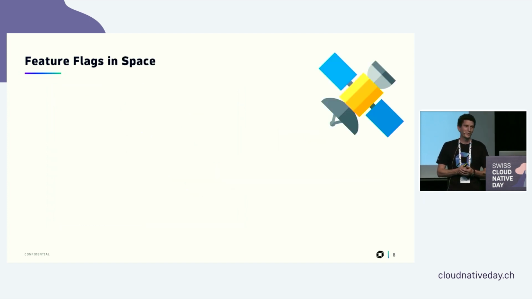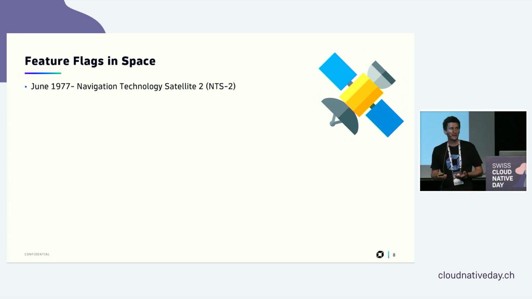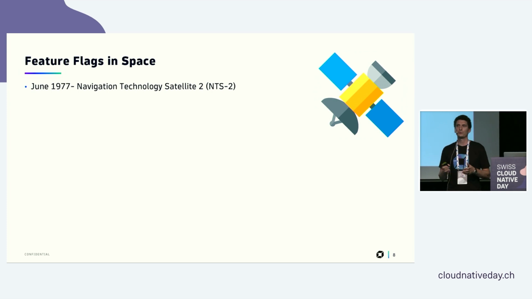Let's go a little bit back in time. The year is 1977, and the US is about to launch a satellite called NTS-2. It's one of the satellites that should test the GPS systems. It's not part of the GPS system itself, but a satellite they launched to validate if the GPS system would work.